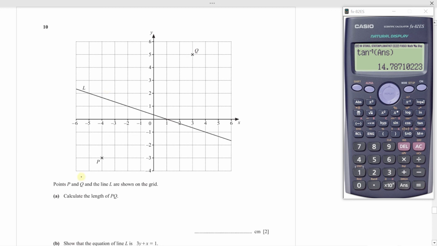Question number 10 is P and Q, points P and Q and the line L are shown on the grid. So PQ here and this line is L. Calculate the length PQ. So P has coordinates -4 and -3, and Q has coordinates 3 and 5.